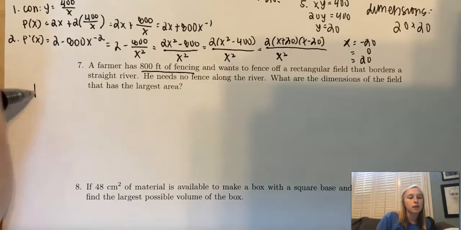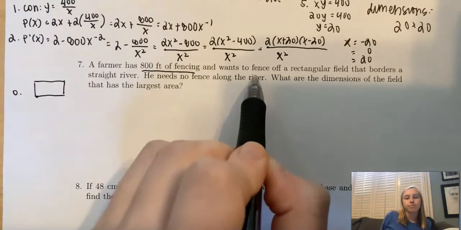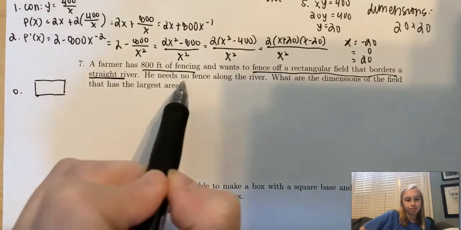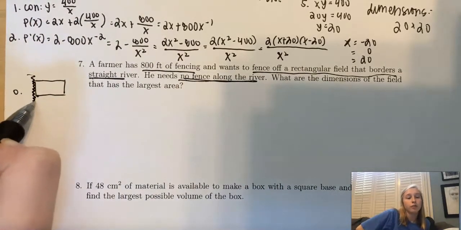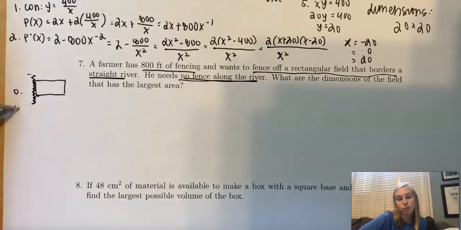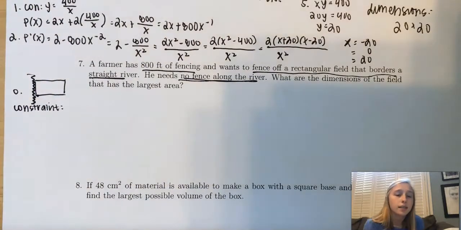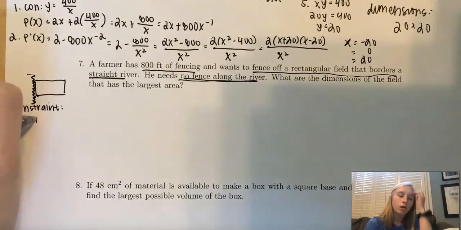What actually helps me is drawing even a little picture. I know it's cheesy, but it helps. So it borders a straight river, and he doesn't need the fence along that river, like I said. So just draw a little river on one of the sides, and remember that you don't need to include that in the perimeter equation. So the constraint in this case is 2x plus y equals 800. And I'll explain that.